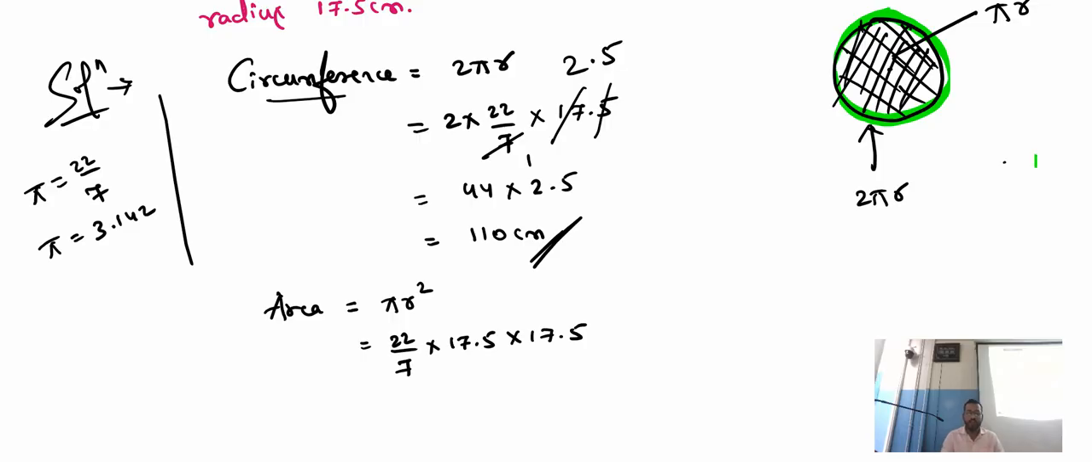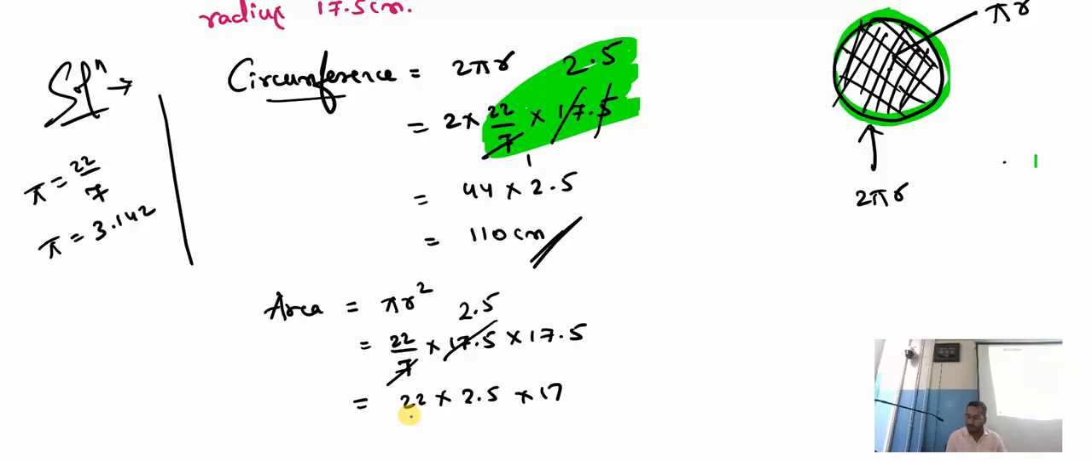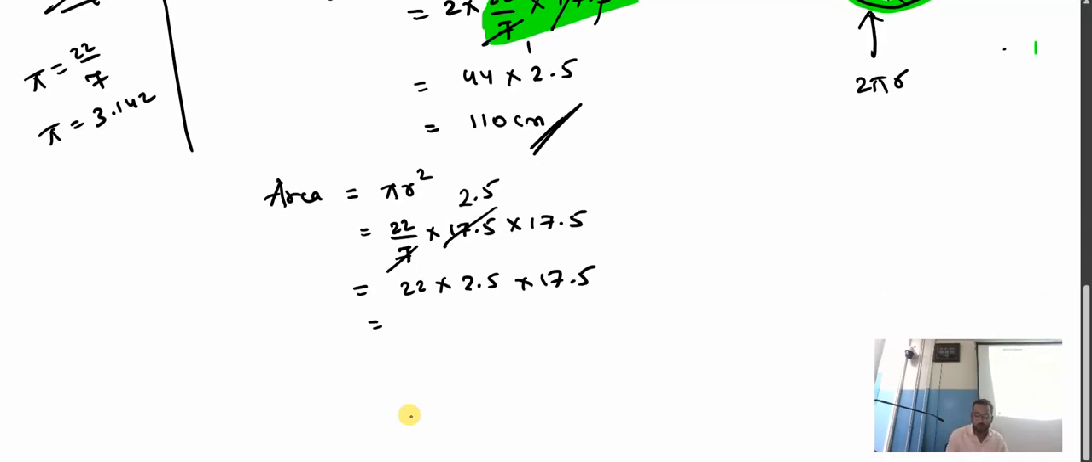Now already we have done one calculation here, isn't it? Can you see this? 22 by 7 into 17.5. If you calculate this, what is the value we got just now? 7 and 17.5 get cancelled, it becomes 2.5. Am I right? Now we have to multiply 22 into 2.5 into 17.5.